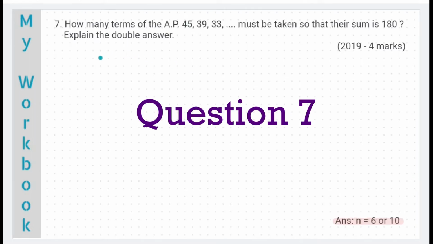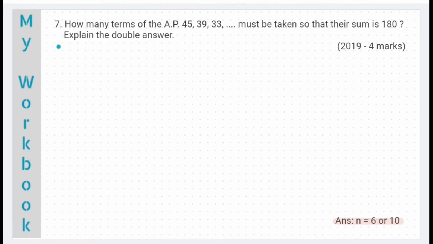Question number 7. How many terms of the arithmetic progression 45, 39, 33 must be taken so that their sum is 180? Explain the double answer. It's a 4-mark question from 2019. We know that the sum of the first n terms is given by S of n, which is equal to n by 2 into 2a plus n minus 1 into d.